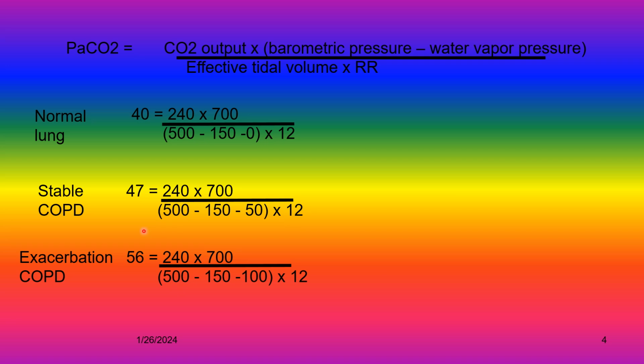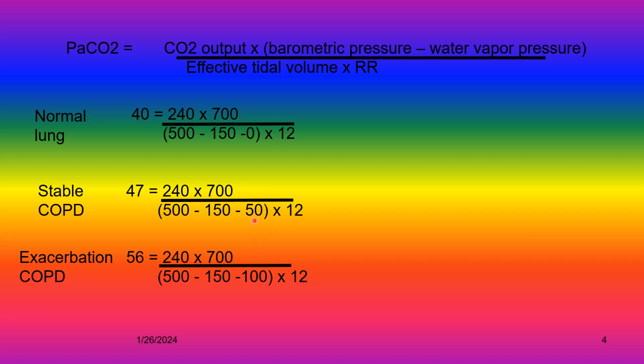So the partial pressure of carbon dioxide here increased from 40 to 47, and this patient is stable in this state, or on this value. This value is determined by the balance between this carbon dioxide output and the effective alveolar minute volume. If this patient develops some sort of exacerbation, this means that the alveolar dead space will increase.